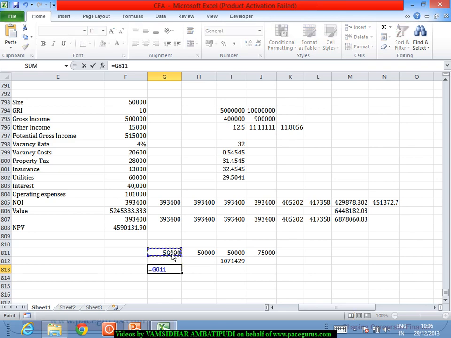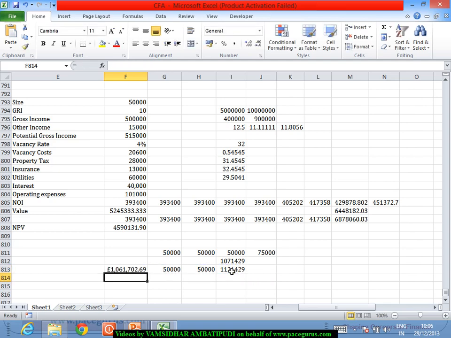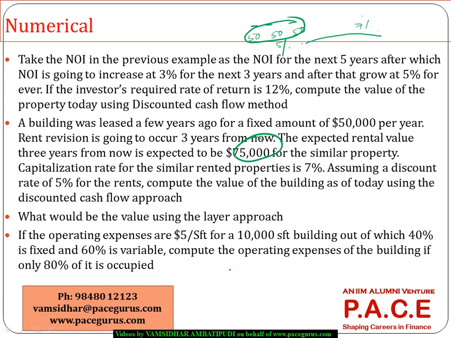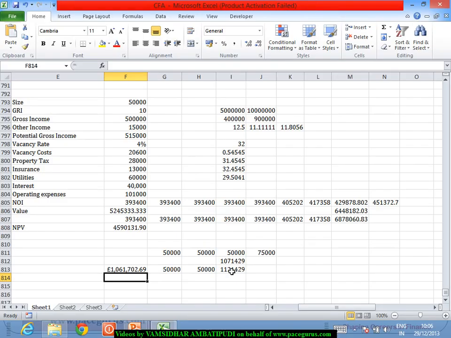And so adding up all these rentals, this is the first year rental, second year, third, plus the fourth onwards till infinity. I can find out the present value of all these rentals at the rate of 5% discounting. It says that the value of the property is going to be around 1.06 million. If I want to value the property today, it is to be valued at 1.06 million using the discounted cash flow approach.